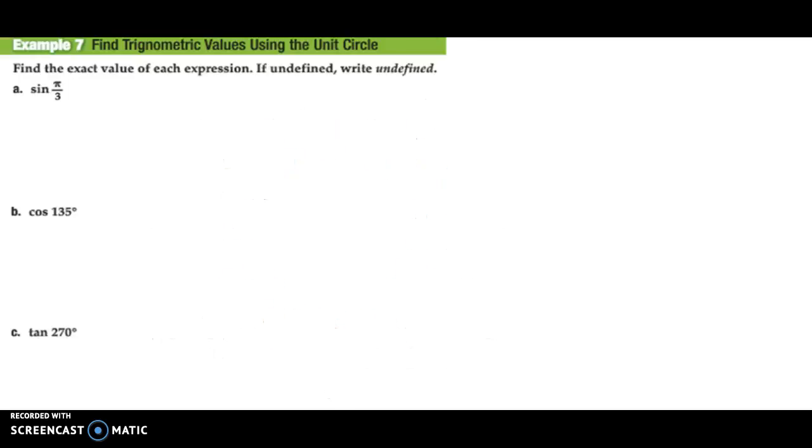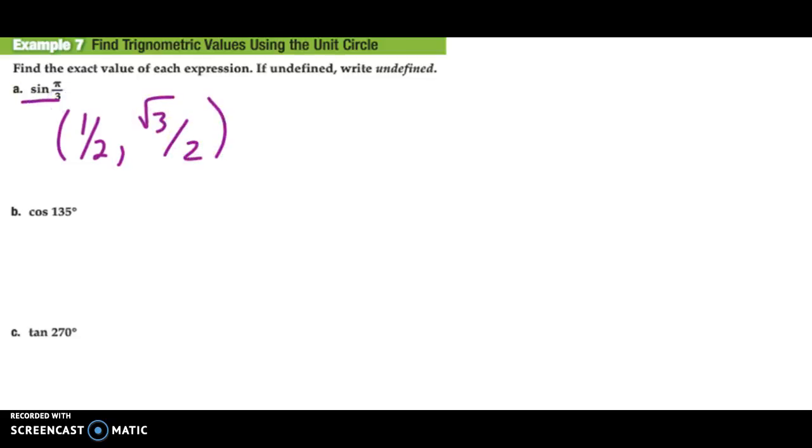So let's look at example 7. It says find the exact values of each expression, or say if undefined. So the first one I'm going to look at is the sine of pi over 3. Well, for the sine of pi over 3, we just have to look at our unit circle. When you look back at the unit circle, pi over 3 has the point 1/2 and square root of 3 over 2. Now we're looking for the sine.